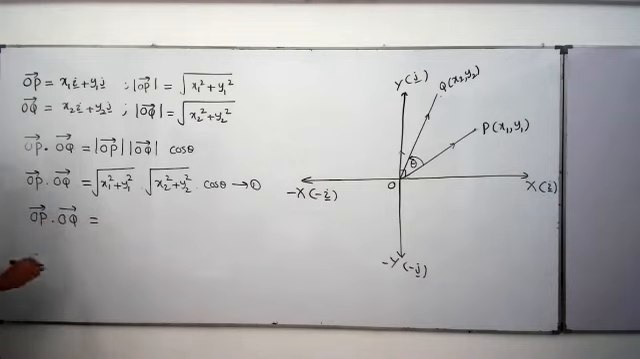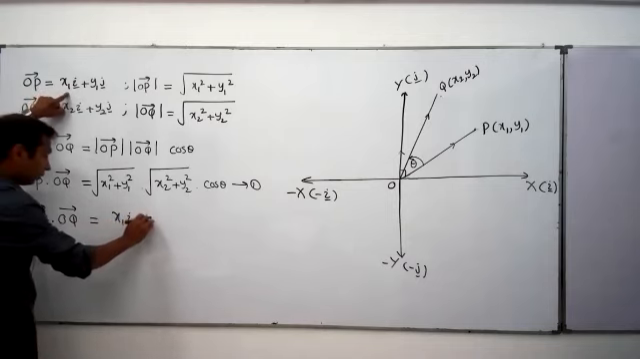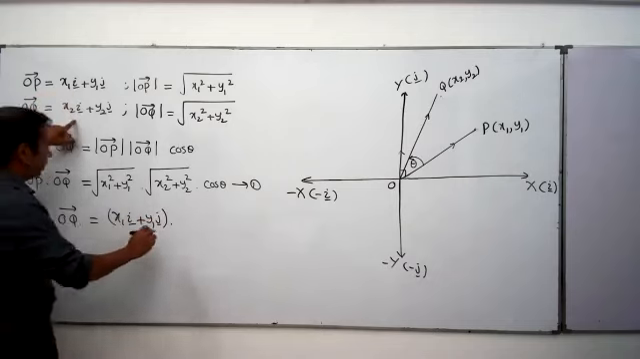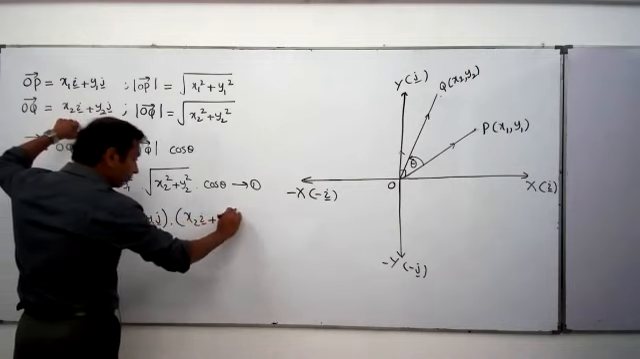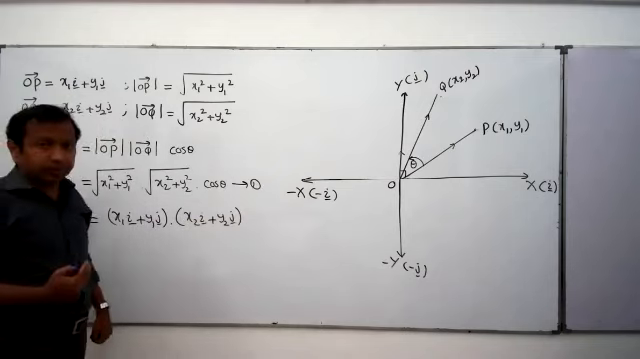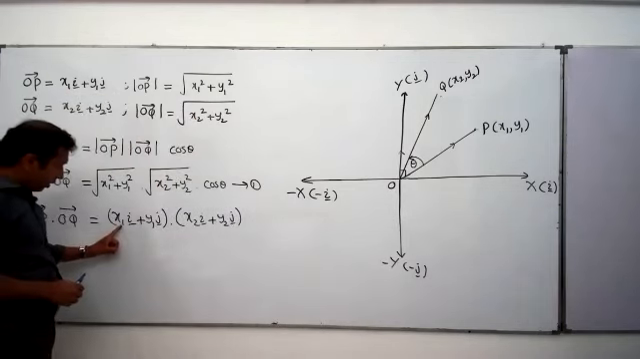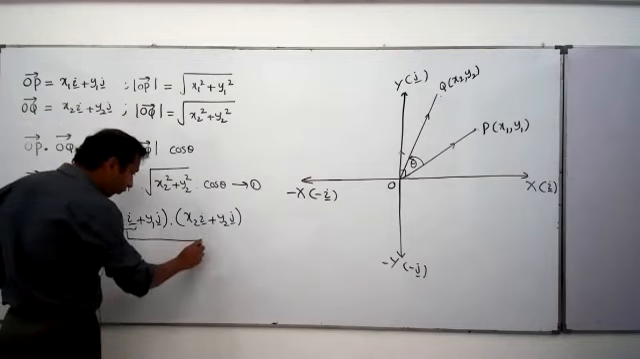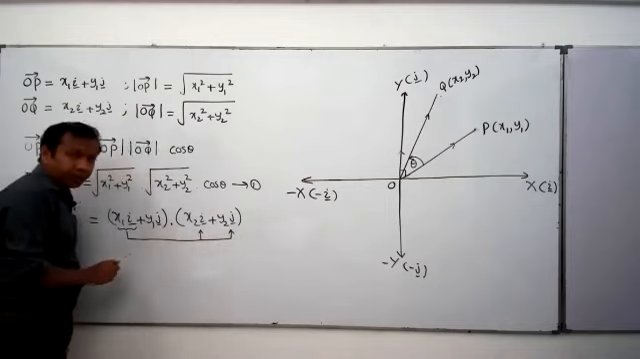I can now write, people, OP vector is x1i plus y1j, dot OQ vector, x2i plus y2j. Now you know how to use the distributive law. How to use that, people? We take this x1i, and using that, we remove this second bracket, that means this dot.